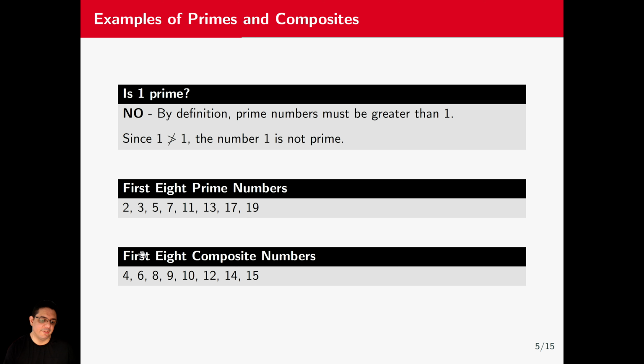Talking about the first prime numbers, we can also do the first 8 composite numbers, which are 4, 6, 8, 9, 10, 12, 14, and 15. Some of those are divisible by 2. Some of those are also divisible by 3. And so they're divisible by numbers different from itself and 1. And so that's why they're composite.